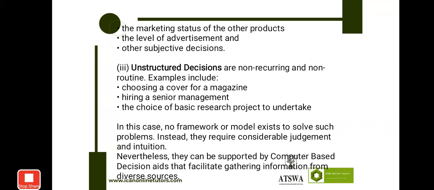So in this case, no framework or model exists to solve such problems. Instead, they require considerable judgment and intuition. Nevertheless, they can be supported by computer-based decision aids that facilitate gathering information from diverse sources. So these decisions, even though unstructured, are made based on information that has been gathered by the computer-based sources.